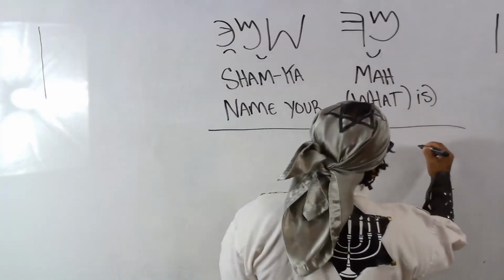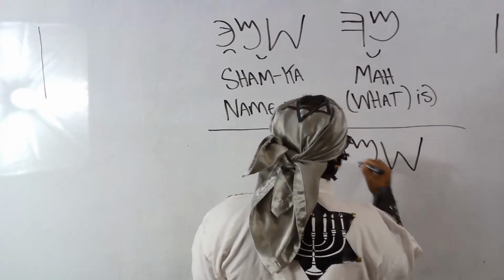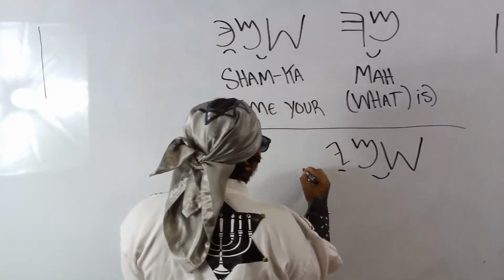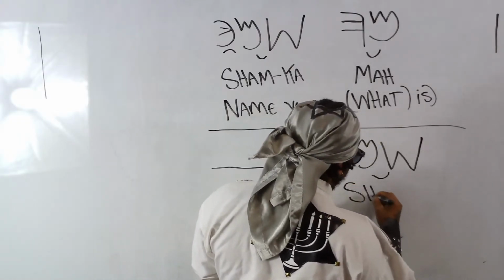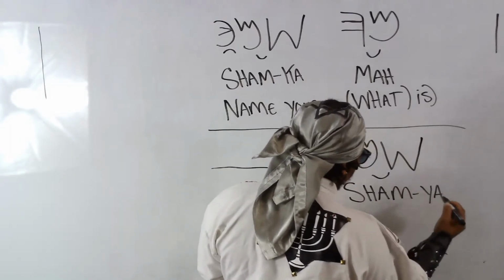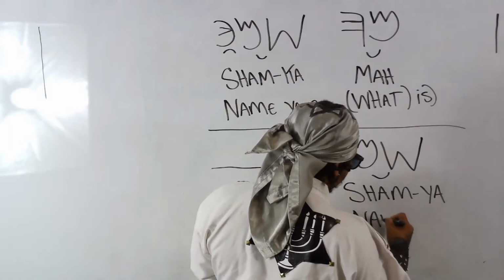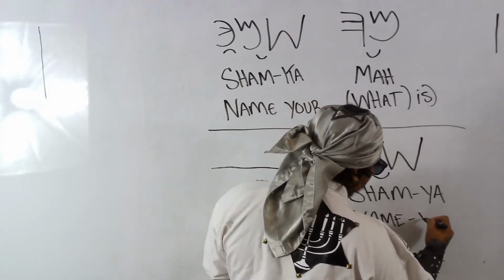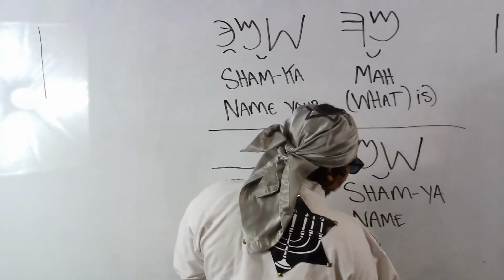You would say, Shamya. Sham with the character Ya at the end, possessive character. Shamya, and then whatever your name is, right? So Sham is name. Shamya is my name, right? So Sham is name. And then Ya is my name. Like I put a dash there. I was about to go into the Hebrew. All right.